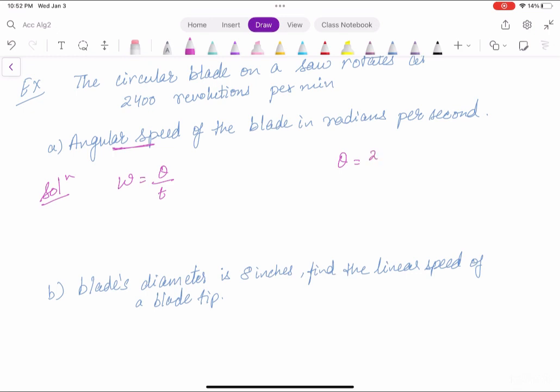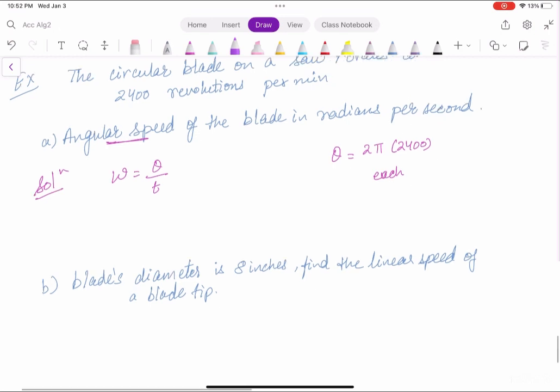So for the angular speed, I know it is nothing but theta divided by t. And what is theta? 2 pi is each revolution, and how many revolutions are happening? 2,400. So 2 pi times 2,400 will be equal to theta, because 2 pi represents one revolution. In total, we have 4,800 pi radians as theta.